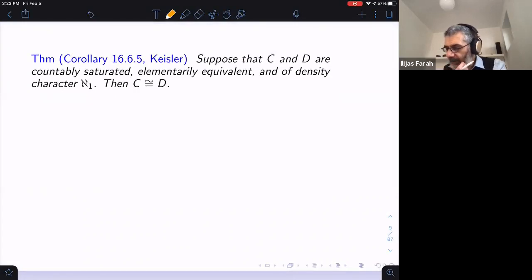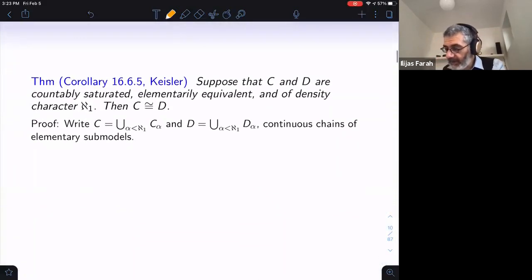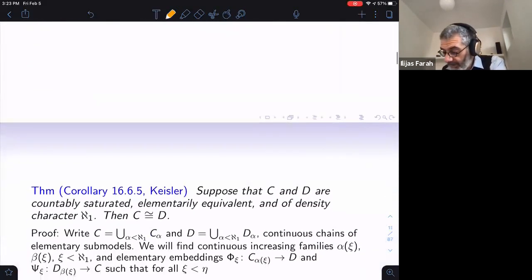Okay, so here is the theorem, finally. If we have two countably saturated elementarily equivalent algebras of density character Aleph 1, then they are isomorphic. All right, so this is what we wanted to prove, and let's see how it goes. So first we write each one of them as unions of continuous chains of elementary submodels. Oh, I forgot to say separable. But of course, I want separable. Right, we want to deal with a countable amount of information at every stage.